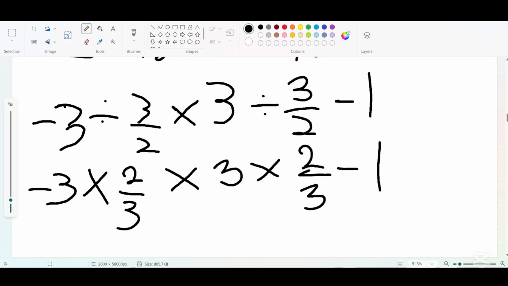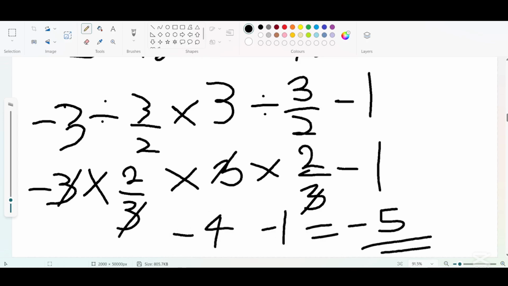So at this point, we will now see what can cut. 3 will cut 3 here. 3 will cut 3 here. So what are we left with? Minus 2 times 2. So that's going to be minus 4. Then minus 1. So minus 4 minus 1. That will be minus 5. So that is the final answer.